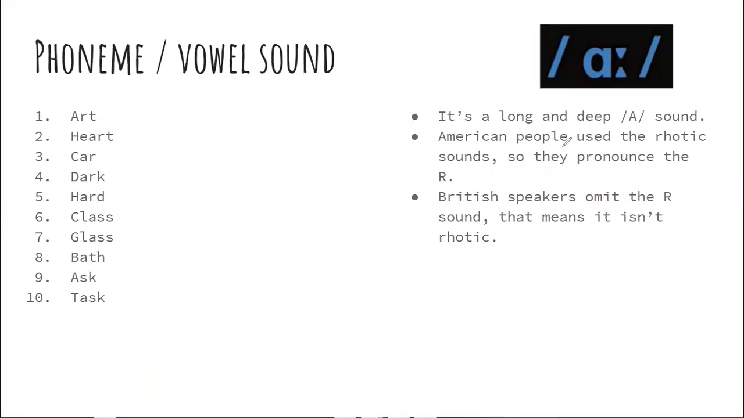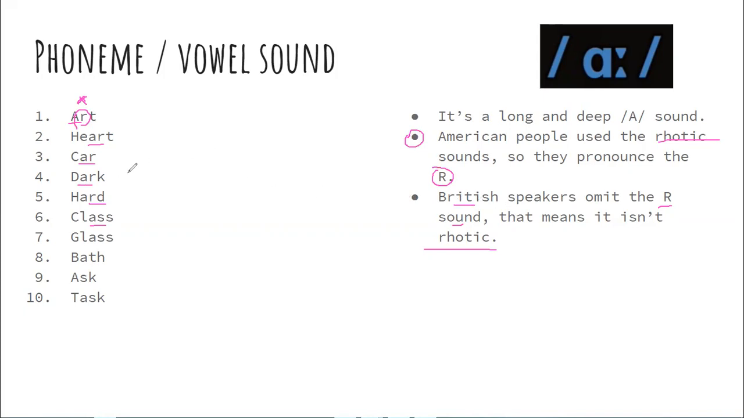Some American people, and this is a big difference, they have a rhotic R. That means that they pronounce the R before a vowel sound, okay? But British English is not rhotic, so the R is not pronounced. So in British English, it should be art, no R, because in British pronunciation, when we have a vowel, the R is not pronounced, because it's British, it's not rhotic.